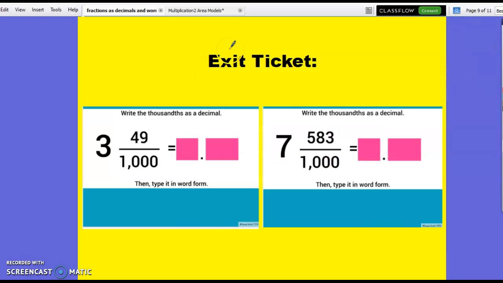Here's your we do. And for those of you that are at home, this is on a Google slide. You have two problems where you're going to convert the two numbers into decimals and then type it in word form and then submit it to me for me to check it before you go to the independent practice. And then you have the second one, same thing, on Google Slides. So make sure that you type in the decimal and type it in word form for both. Submit them in, let me check them, and then I will tell you if you have done them correctly to go to the independent work.